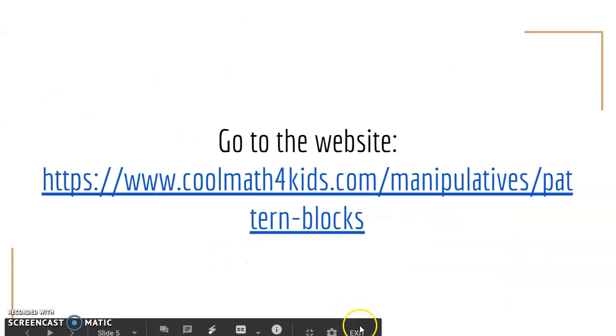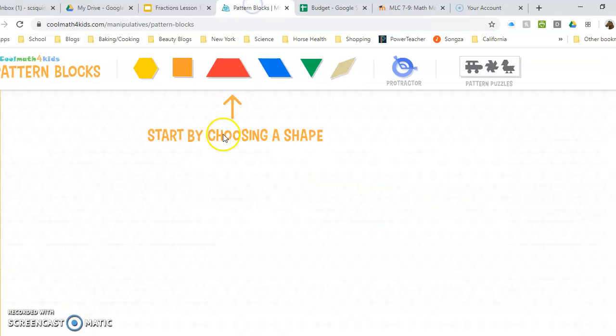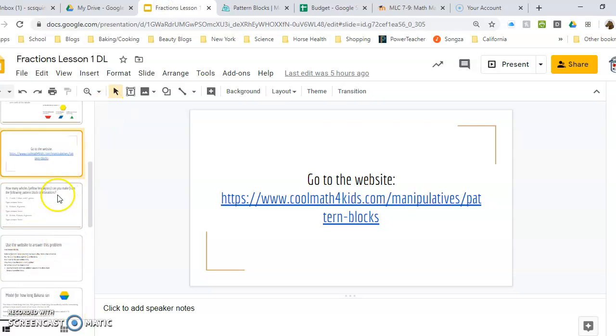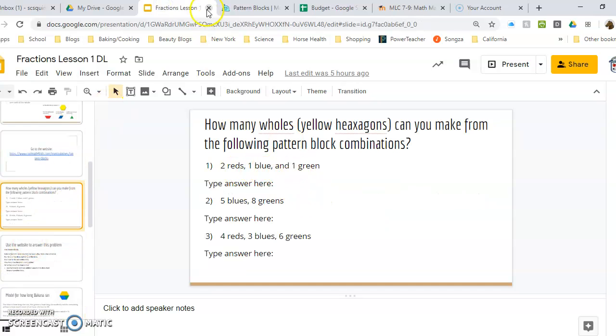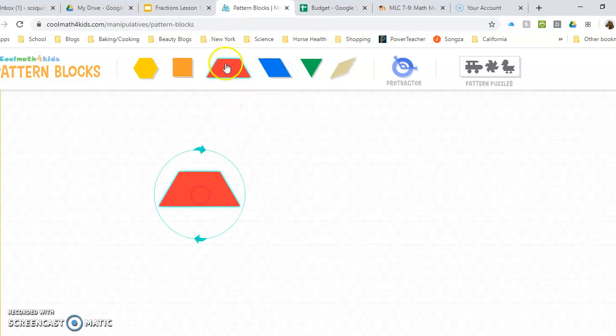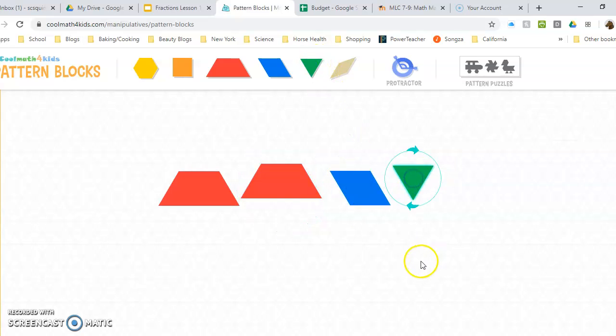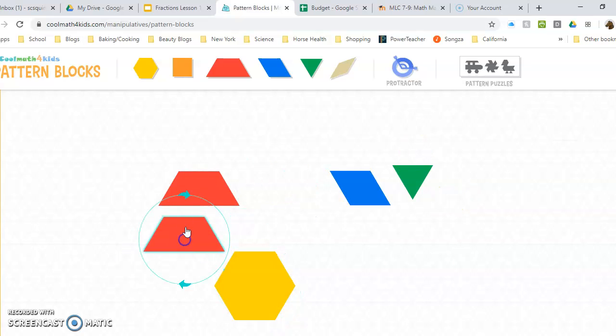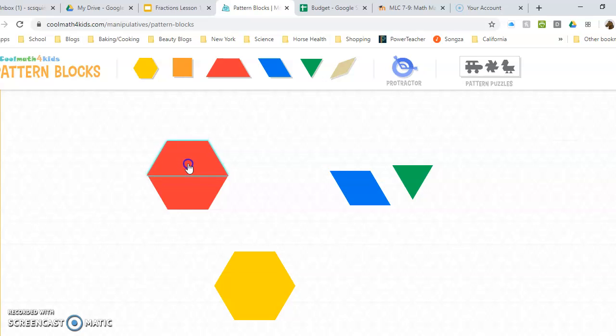So then our first activity was to use the pattern blocks on this page, and I gave you some different options to build. So the first one, 2 reds, a blue, and a green. If you drag down 2 reds, a blue, and a green, the question was how many wholes, which are one of these yellows, can I make out of that? So the only way I can make a whole out of this combination of pieces is these 2 reds. So if I flip this red over, and then I put this one on top, that makes a whole.